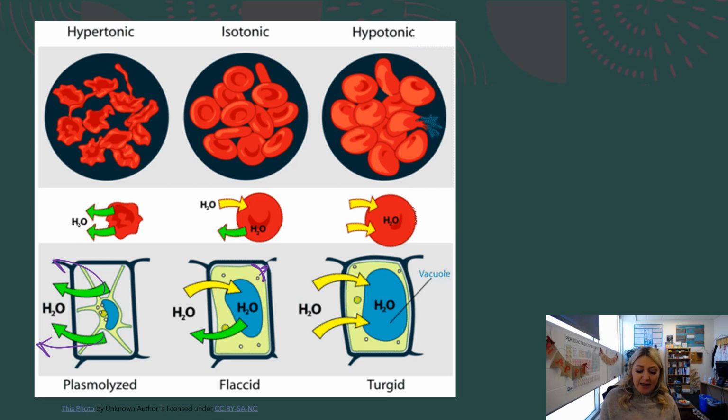And then if you have water flowing into a plant cell faster than it's flowing out, it can take on a lot more because it has that structural boundary that our blood cells do not. So it can actually become engorged. We call that turgid.